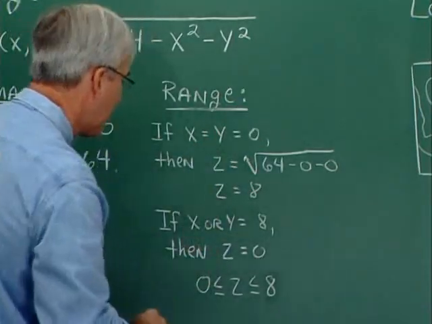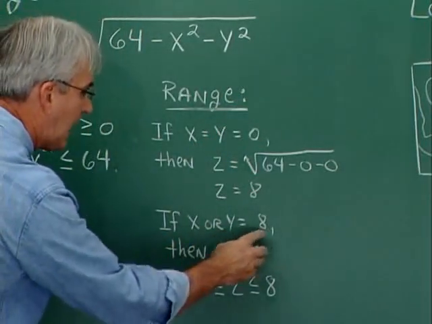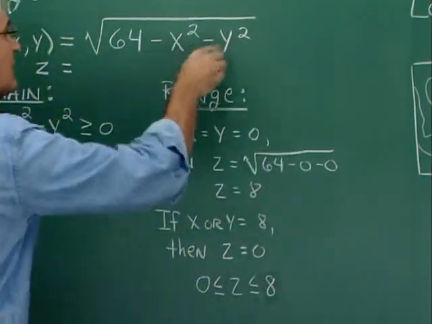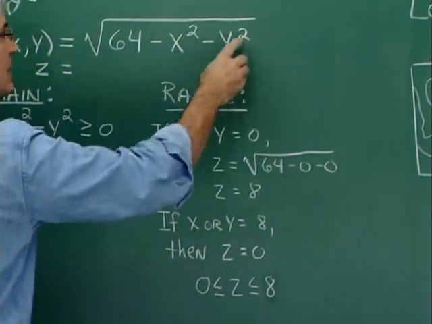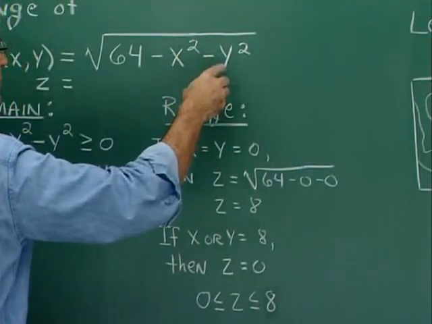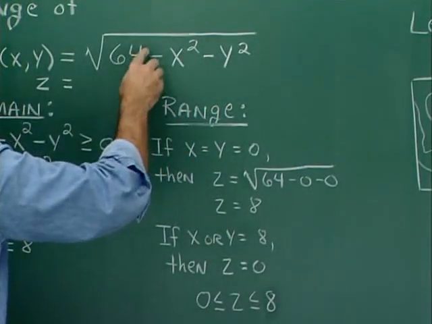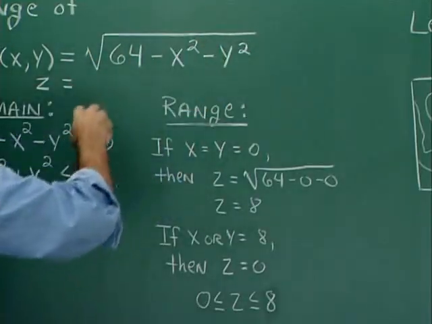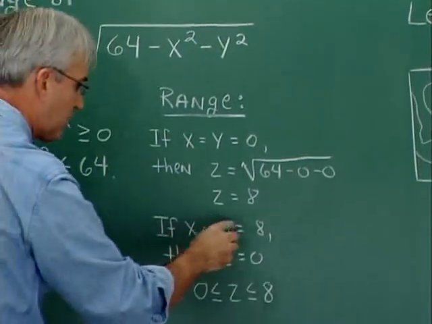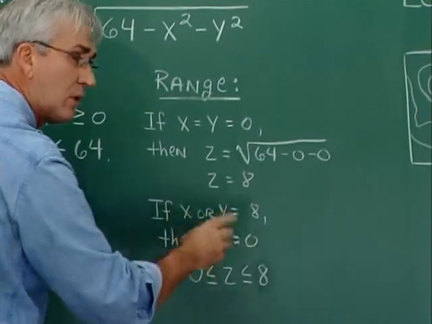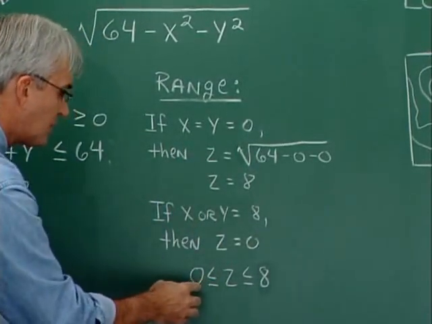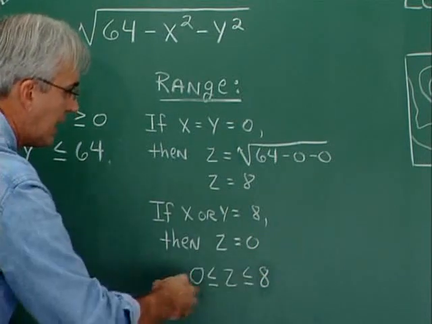All right, what if we go to the top end? If x or y is equal to 8, then squaring we get 64, and we would have a situation where the smallest value of this expression is going to be 0. So if x or y is 8, then z is equal to 0. So z will fall within a range from 0 to 8. So here then is our range.